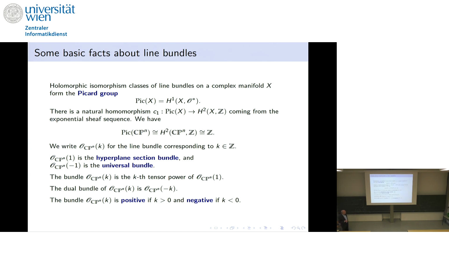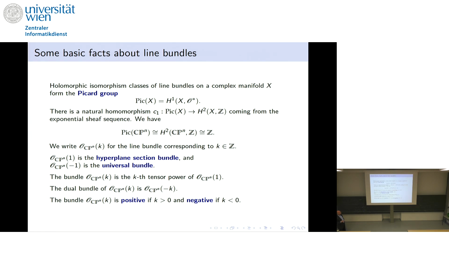The finer observation will depend on the curvature, naturally. So let me just recall briefly something about line bundles, which you all know, but anyhow, I'll just go quickly. We recall that the Picard group measures the holomorphic isomorphism classes of line bundles. We have a natural homomorphism onto the second cohomology group.